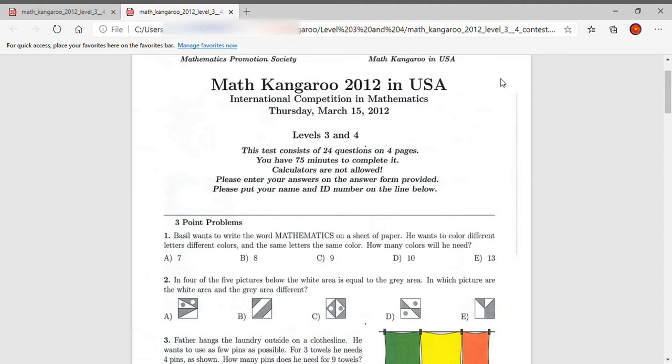Number 1. Basil wants to write the word mathematics on a sheet of paper. He wants to color different letters different colors, and the same letters the same color. How many colors will he need?